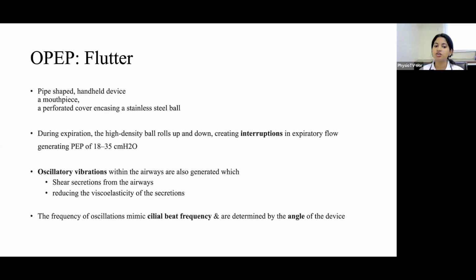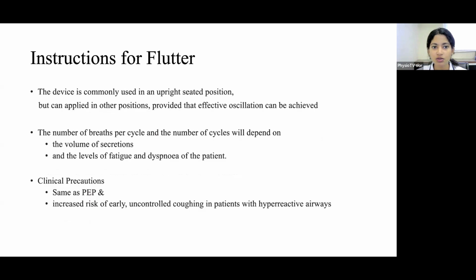And how many oscillations or what frequency you want to give to your patient will depend on which angle you are using the device. So with a higher device, it will give a different number of oscillations. If you hold it a little down, it will give a different number of oscillations. So what would be the instructions for the device?